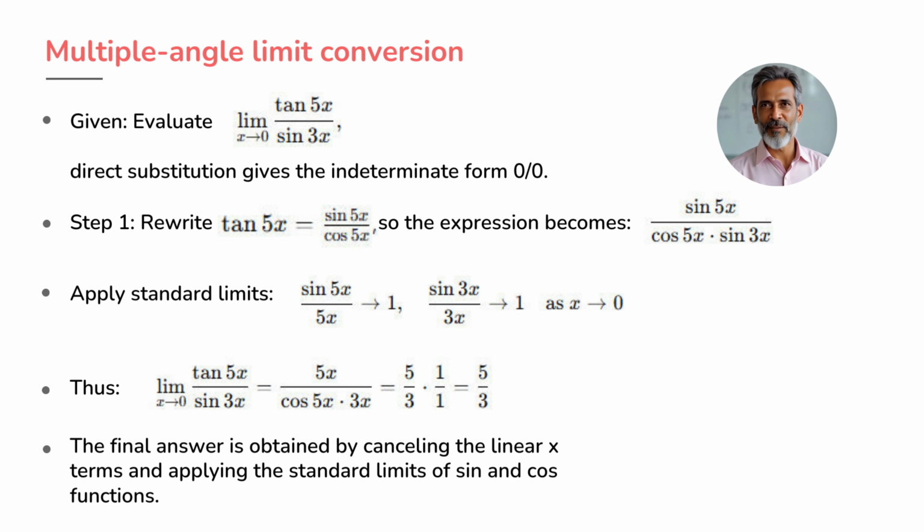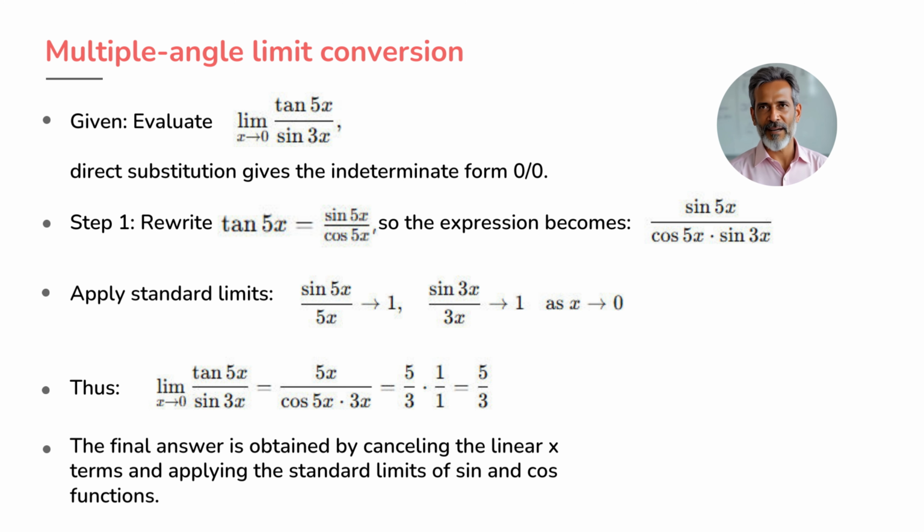Ready for a challenge? Let's evaluate the limit as x approaches 0 of tangent 5x divided by sine 3x. Direct substitution gives 0 over 0, indeterminate again. First, rewrite tangent 5x as sine 5x divided by cosine 5x. So, the expression becomes sine 5x over cosine 5x times 1 over sine 3x. Group it as sine 5x over sine 3x times 1 over cosine 5x.